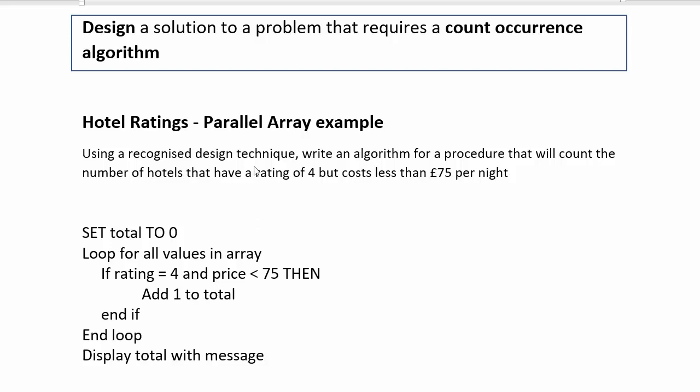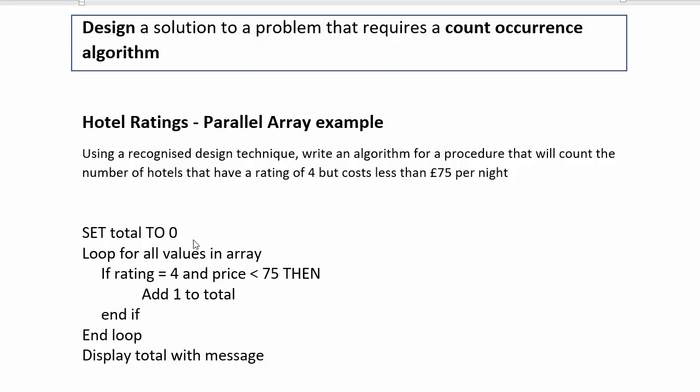Okay, so what this is basically saying is count the number of hotels that have a rating of 4 but cost less than £75. With any count occurrence, you want to have a variable that actually count increments every time it satisfies a condition. You want to always set it at 0, so that's always outside the loop. It's always the first line that you do, you get a mark for it.